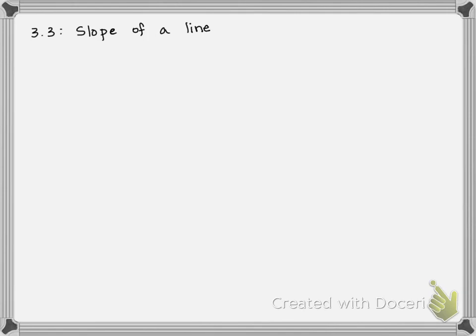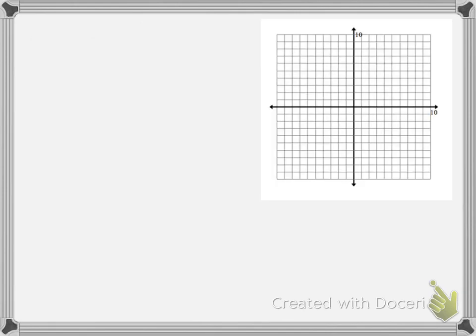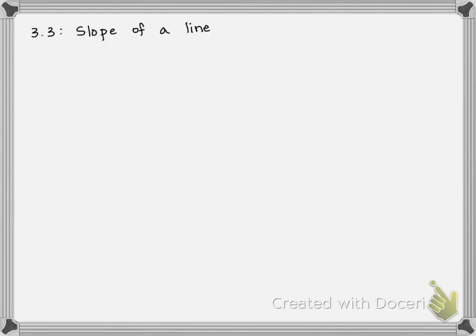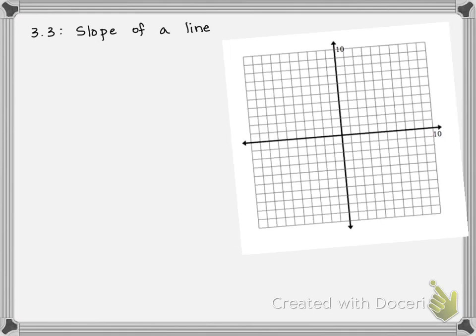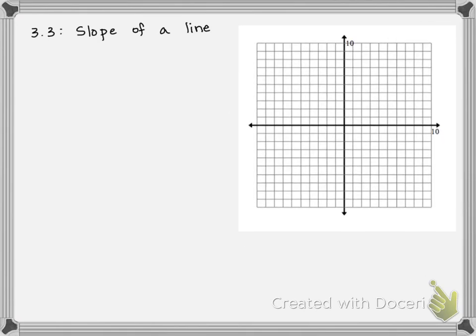So let's look at just a graph. We'll start with, if I've got the graph of a line, let's say, I didn't even go through the points I said I was going to go through, but that's okay. We'll do that one, and then we'll do one more, maybe.